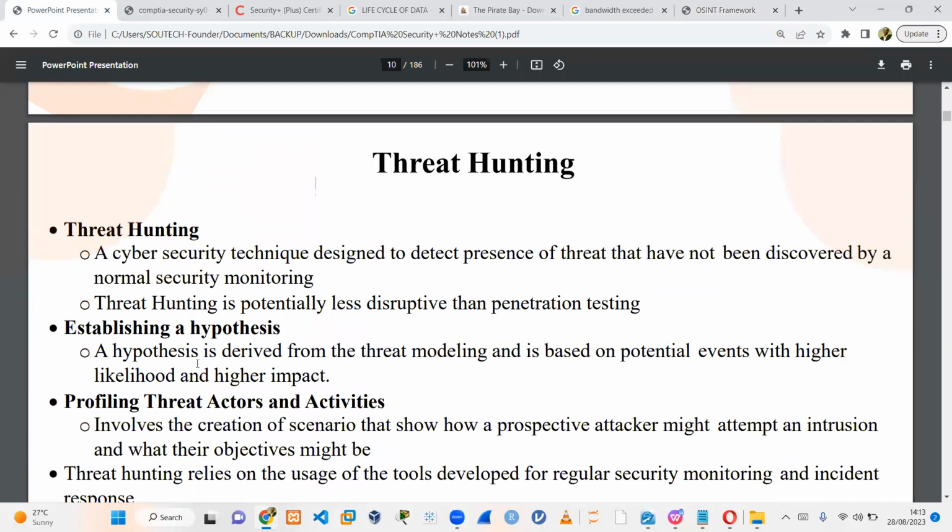So in the next series, from slide 10, we're going to be looking at threat hunting.